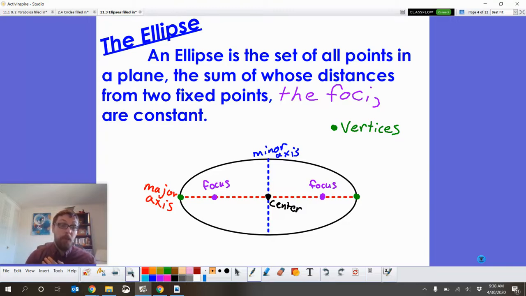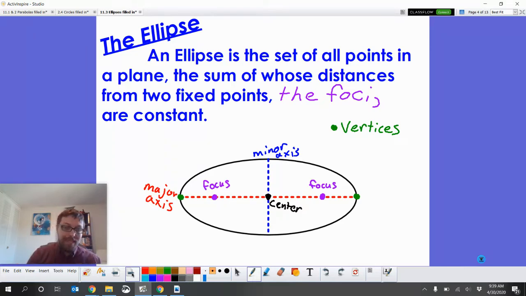It is the set of all points in a plane where the sum of whose distances from two fixed points, the foci, are constant. So foci being the plural of focus. So it has two foci as opposed to one focus in a parabola. A parabola was a point and a line. Now we're going to go point and point. And instead of the distance being the same, the sum is going to stay the same.